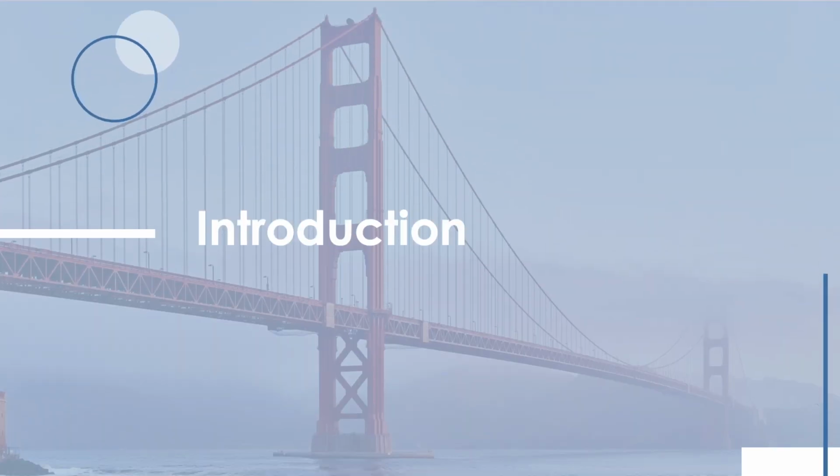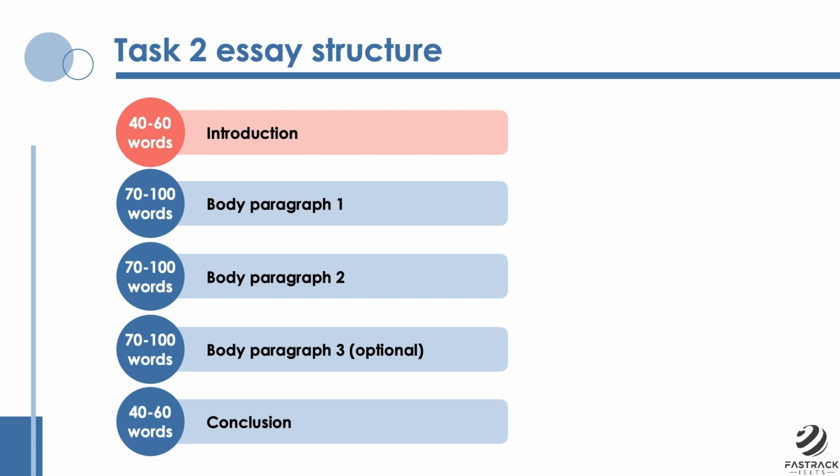The first part of your essay is an introduction. Its goal is to introduce what you're going to write about. That's it. And this is why your introduction should be short. 40 to 60 words is enough. Writing a longer introduction means that you're taking valuable time away from more important paragraphs.